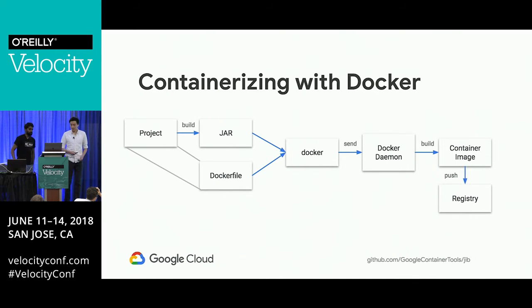Yeah. So when containerizing with Docker, there's many steps that exist between your project and your container image actually being on your registry. You have to build your jar, you have to write your Dockerfile, you have to send that along with your jar via the Docker client to the Docker daemon, and then the Docker daemon has to build your container image and then pushes that container image to the registry.